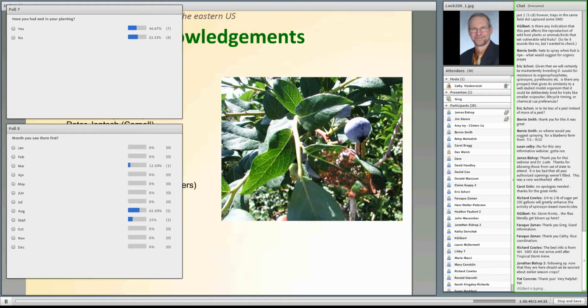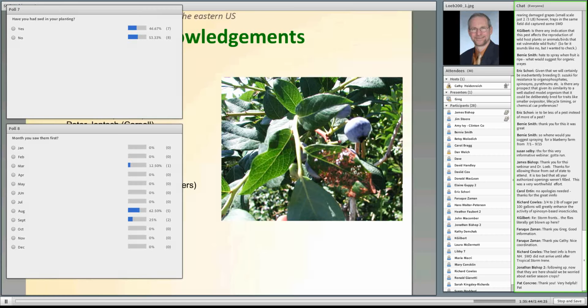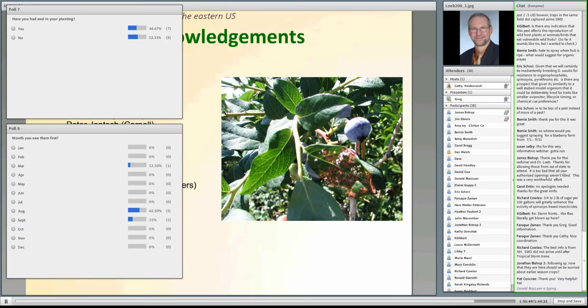Eric asks, given that we will certainly be inadvertently breeding Drosophila suzukii for resistance to organophosphates, spinosyns, and pyrethrins, is there any prospect that, given its similarity to a well-studied model organism, we could deliberately breed for traits like smaller ovipositor, life cycle timing, or chemical cue preferences? Yes and no. Indeed, they are pretty easy to rear in the lab. They can get contaminated with more hardy species, but you can breed them. You could do genetics on it, and you're right.